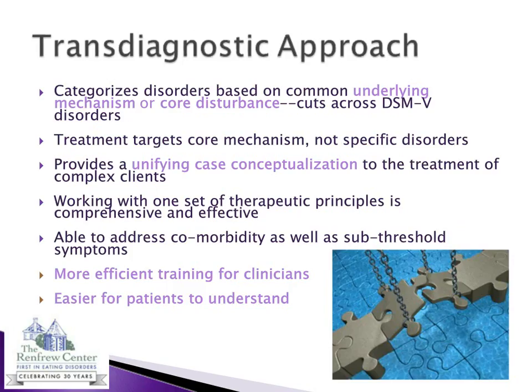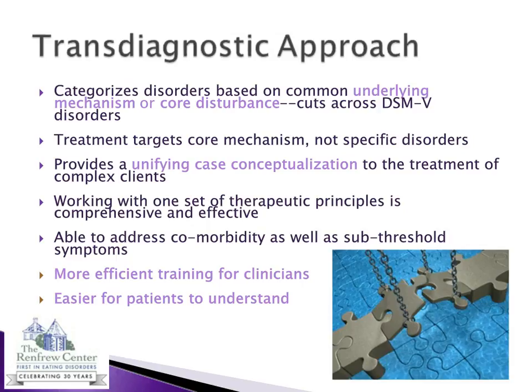So one way to look at this is that it's a trans-diagnostic approach. That means we're crossing over the diagnoses, which is actually moving in line with the way that the DSM-5 is organized. And I see my error on the slide, the 5 should be the numeral 5 and not the Roman numeral. For those people who are picky like me, forgive me. But really, what we're doing here is targeting the core mechanism, not so much the specific disorders or symptoms.